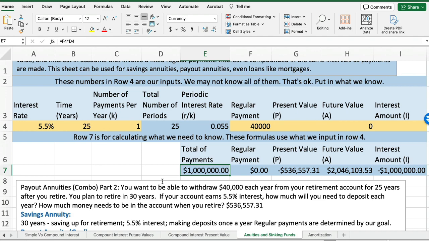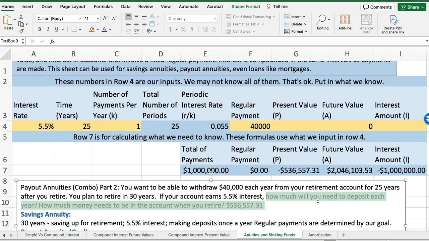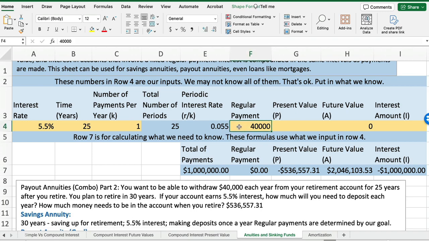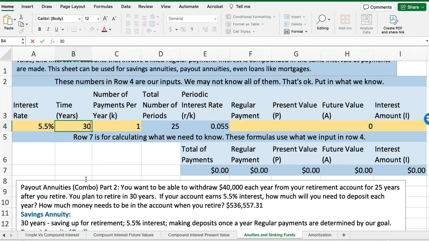Imagine that. Okay. So we're not done, because the question is asking, how much will you need to deposit each year? That's the main question right there. So let's solve the savings annuity part. For the savings annuity part, we don't know what the regular payment is. We know that we're going to retire in 30 years. So we know we're going to be making those payments for 30 years. And we now know what our future value needs to be.